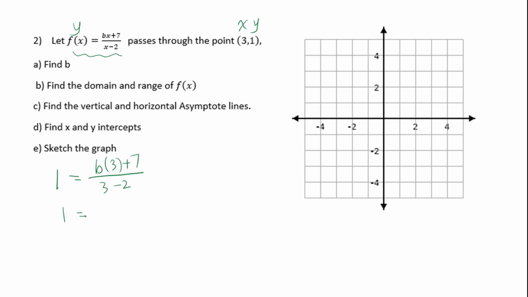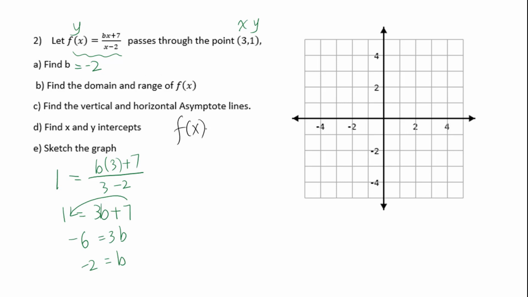1 equals, this is over 1, so 3b plus 7. Cross the river, change the sign. 1 minus 7 is negative 6 equals 3b. Divide by 3 on both sides, b equals negative 2. So b equals negative 2. Find the domain and the range of f of x.